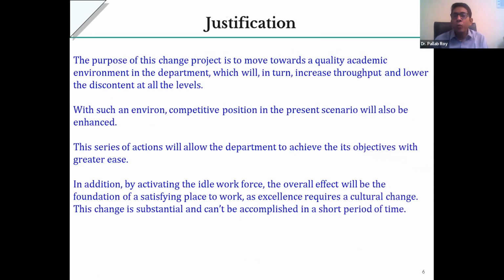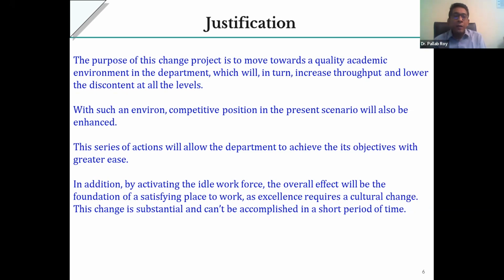You can see that we want to move towards a quality academic environment, and with such an environment, we can surely change the competitive position, because nowadays, as we are self-financed institutes, we are already in a competition. I mean, for the admission of students in a particular department or a particular institute, there is competition. So in order to cope with that, we need to create a quality environment in the department, which in turn will surely increase the throughput. And at the same time, it will reduce the discontent at every level of the institute or department. So this series of actions will surely allow the department to finally reach its objectives in a much easier way.